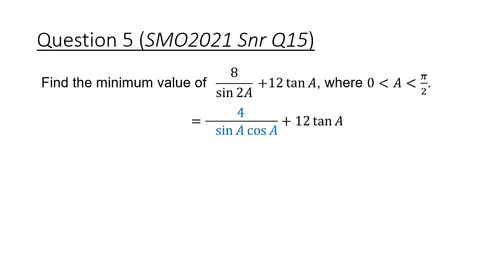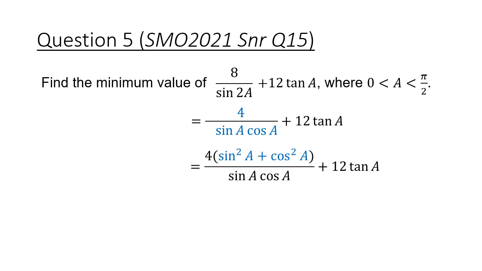Now, here's a little trick. We can change the 4 into 4 times 1. And what is that 1? We can change that 1 into sin squared a plus cos squared a, because by the Pythagorean identity, sin squared a plus cos squared a is equal to 1.